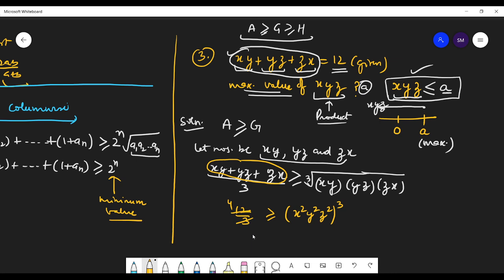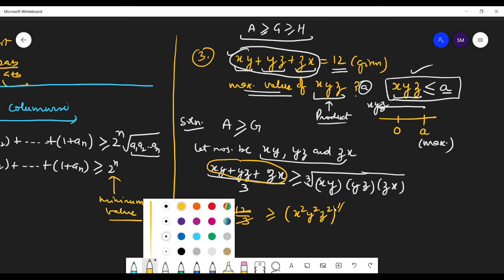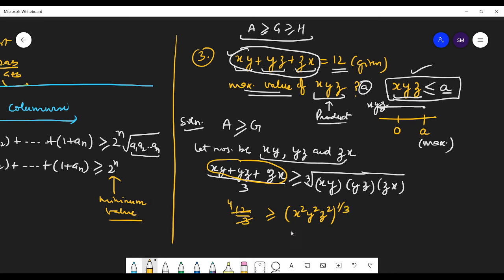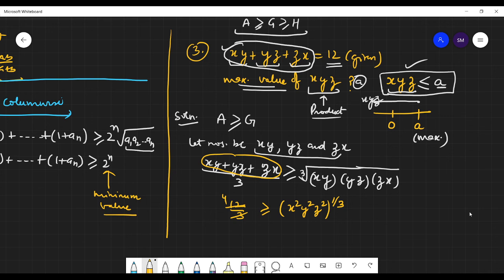Okay students? The power will be 1 by 3. Yes, absolutely, it is 1 by 3. So it's a cube root. Your final answer is coming as 16 by 9. Do it again carefully, you will get the correct answer. Do it carefully. Tell me what answer you got.